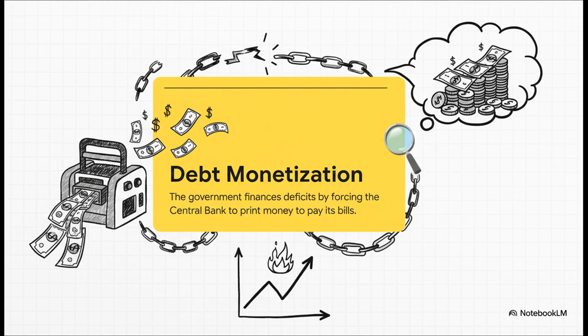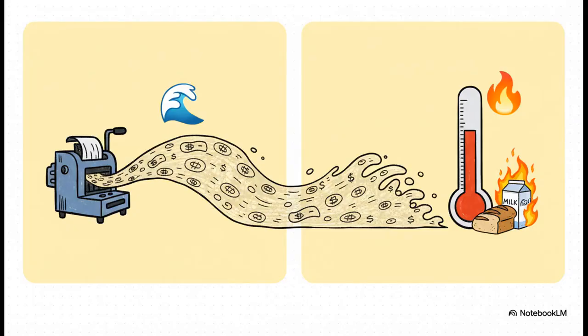It sounds kind of technical, but it's not. It's simple. When the government can't pay its bills with taxes or normal borrowing, it just turns to the central bank and says, print more money. That's it. It's basically using the money printer to cover expenses, and this is the main engine driving the entire crisis.